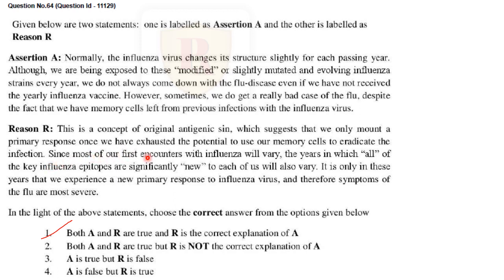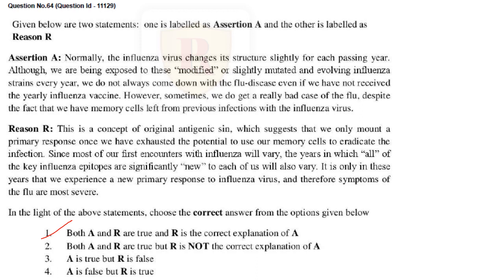Since most of our first encounters with influenza will vary, the years in which all of the key influenza epitopes are significantly new to each of us will also vary. It is only in these years that we experience a new primary response to influenza virus, and therefore symptoms of the flu are most severe. So both A and R are true, and R is the correct explanation of A.